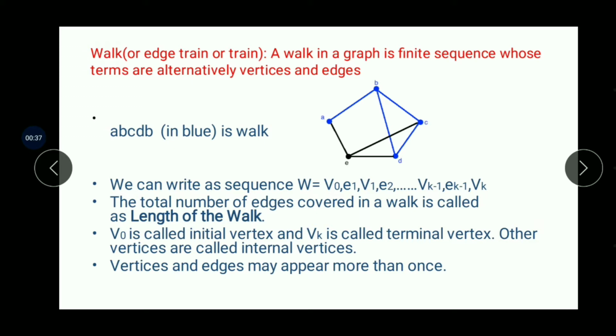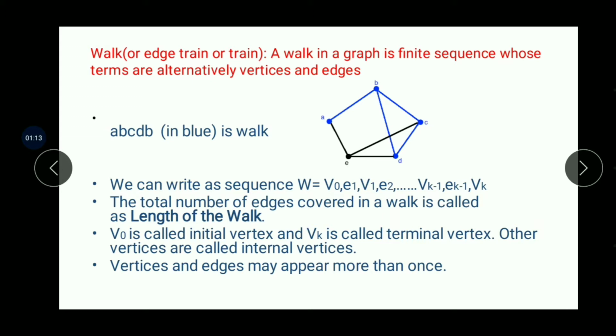So what is a walk? A walk is a finite sequence whose terms are alternately vertices and edges. Okay, so a walk is nothing, it's just a sequence of vertices and edges such that the vertices and edges are in an alternate manner. So if we start with a vertex, the next term in that sequence will be an edge, and then the next term will be again a vertex, and then edge, and then vertex, and then edge. So there will be an alternate manner.